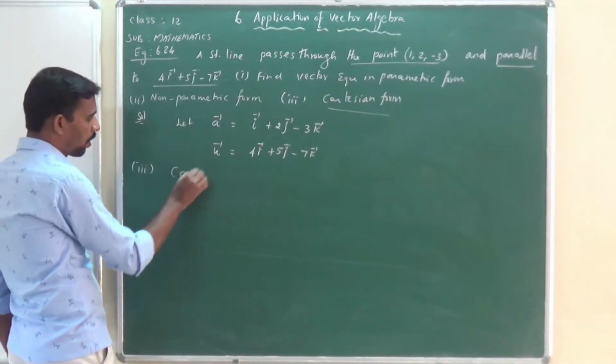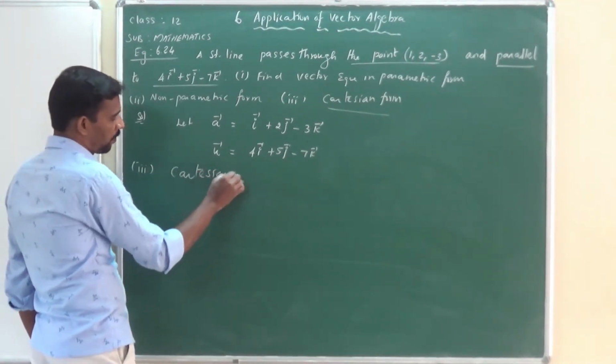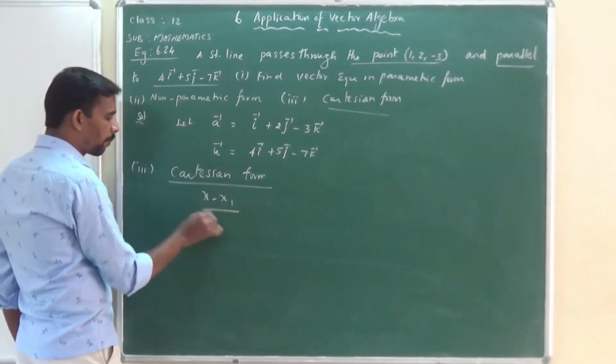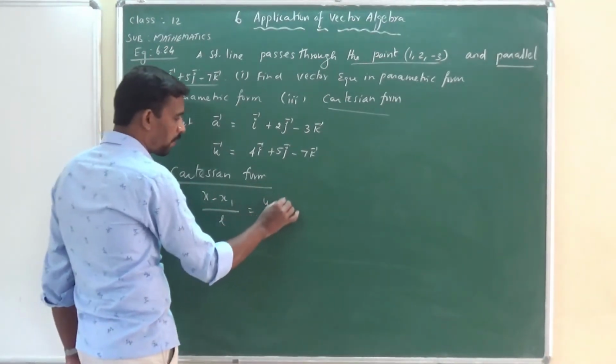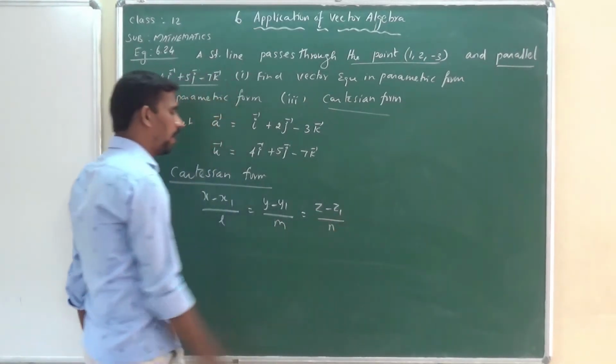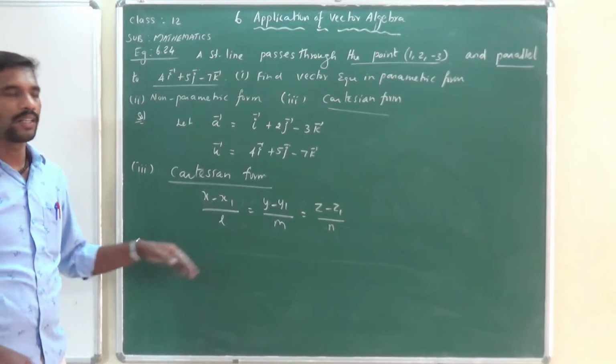Third one, Cartesian form. What is a Cartesian form? The form is (x minus x1) divided by l, equals (y minus y1) divided by m, equals (z minus z1) divided by n. So this is the Cartesian form of a line.